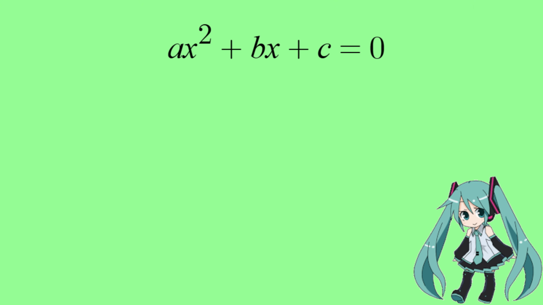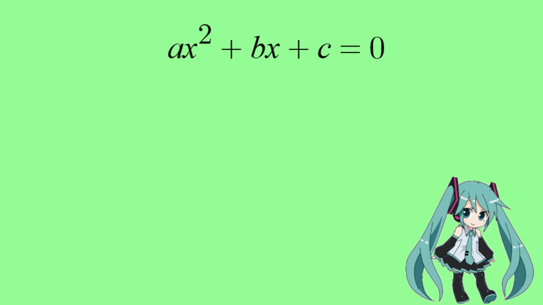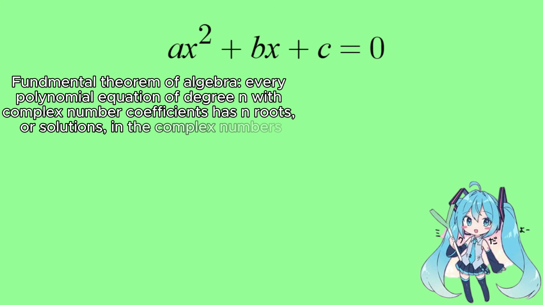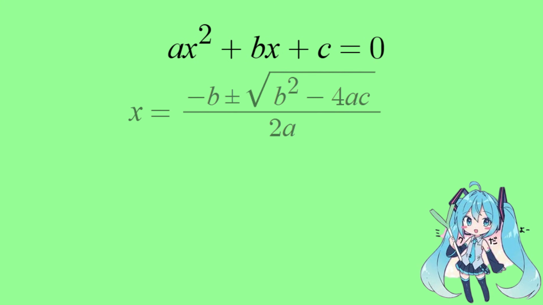ax squared plus bx plus c is equal to 0. Quadratic equations have two roots by the fundamental theorem of algebra. This means that the roots are either real or not. So when we use the quadratic formula to solve for the two roots, we will most of the time get two real roots. But there is also the possibility that the roots are not real.